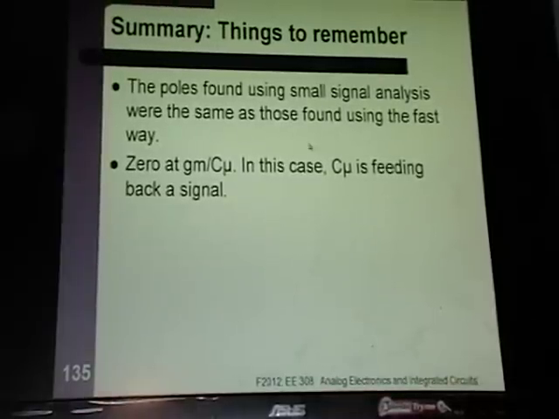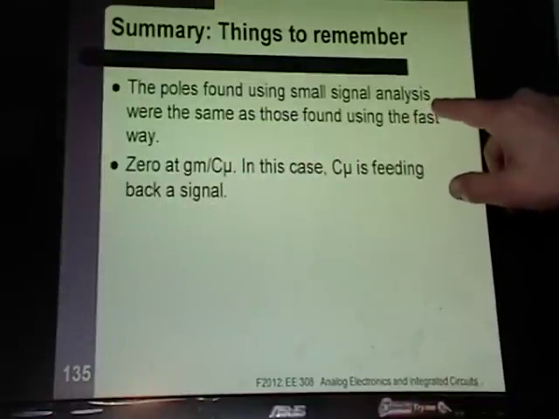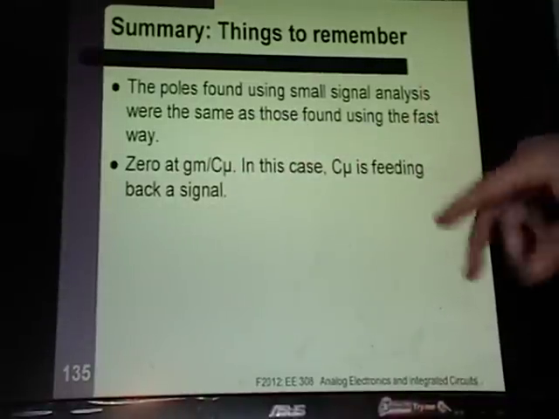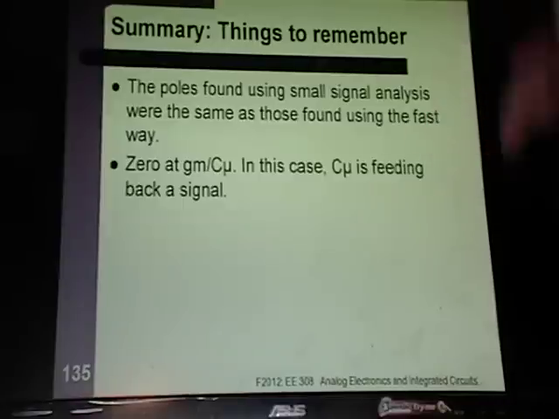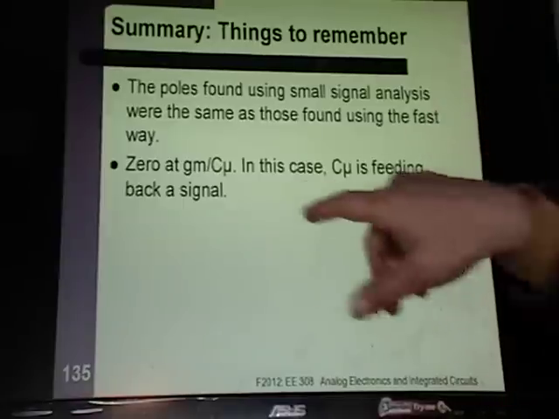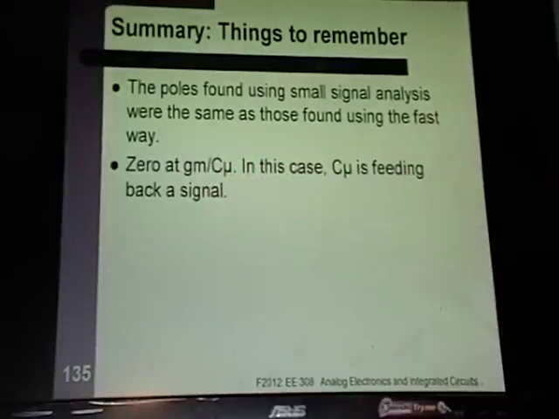Poles found using small signal analysis were the same as those found using the fast way, where we found the capacitance and resistance at a node and just multiplied them. And you have a zero at Gm over C mu.